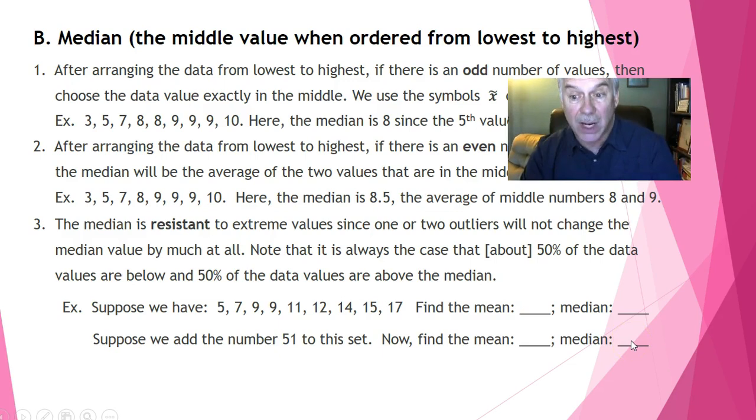That didn't change very much, but the mean jumped from 11 up to 15. And so that's a significant jump. So you see how the mean is not resistant to an outlier or high value, but the median is pretty resistant. It doesn't change very much.